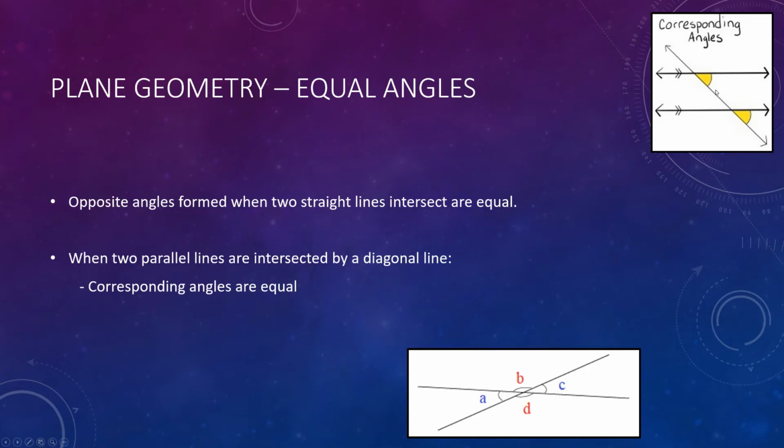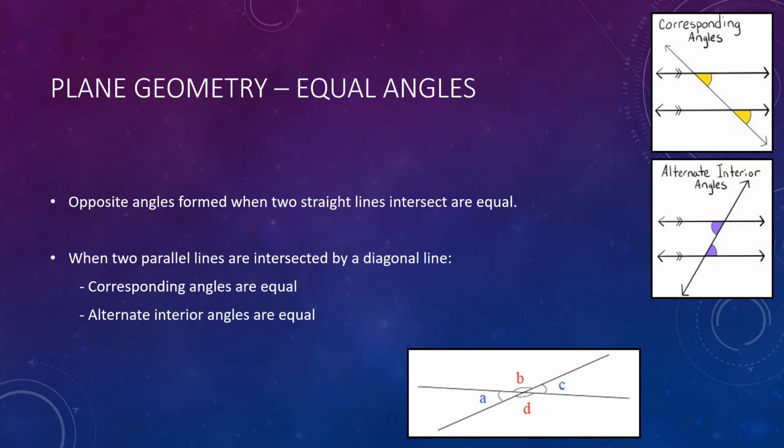All right, well, when two parallel lines are intersected by a diagonal line, alternate interior angles are also equal. Interior angles meaning on the inside of the two lines, and alternate because they're on opposite sides. One thing you can think of here, at least the way I've learned this, is there's kind of this Z effect.